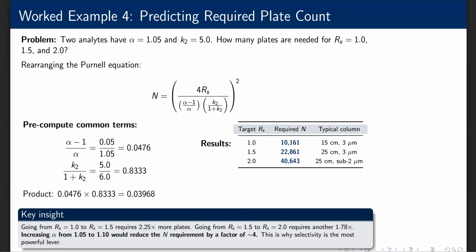Stated in the blue box at the bottom, if you could improve alpha from 1.0 to 1.10, the selectivity term doubles. That means the required plate count drops by a factor of about 4. Instead of 23,000 plates for RS of 1.5, you would need only about 5,700. Same column, much shorter, lower pressure, faster analysis. This is why selectivity is the most powerful lever and why you should always make it your first optimization tool.